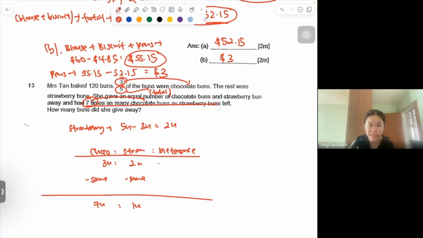So I'll just do another column which states the differences. So this will have a difference of 1 unit. This will have a difference of 6 units. So I just take 7 minus 1 unit, then that's 6 units. For this, I take 3 minus 2 units. That's why it's 1 unit.